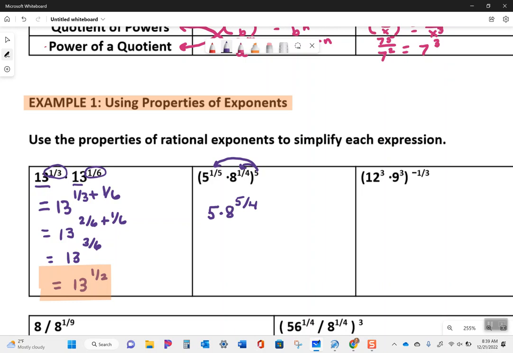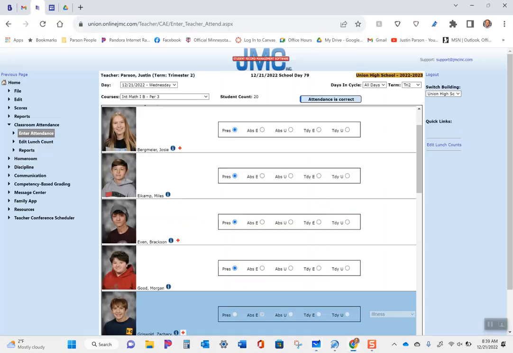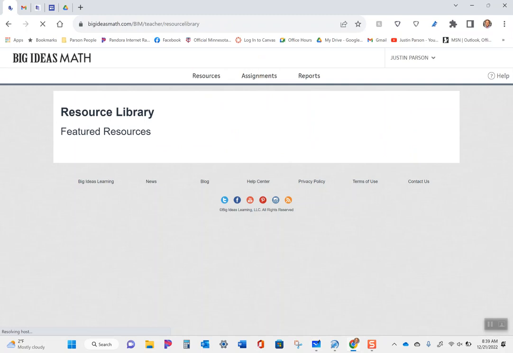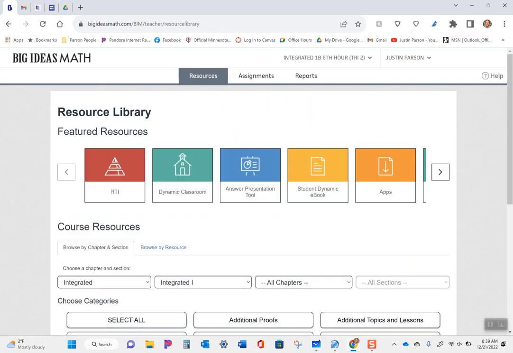Now this one here you can do a couple of different things with. I want to see how they simplified that one here. Give me a second to look at something, guys. I'm going to guess that they called that 40 times 8 to the 1/4 power. I would hope that they did.